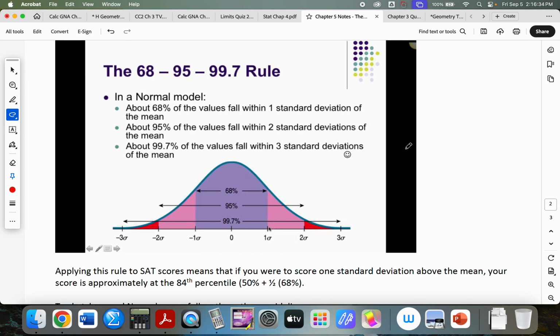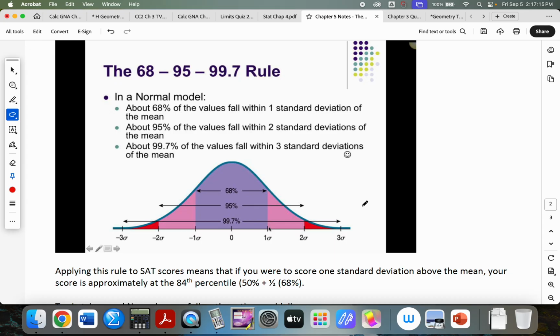So we have something called the rather cumbersome 68, 95, 99.7% rule. In a normal model, about 68% of the values fall within one standard deviation of the mean. About 95% of the values fall within two standard deviations of the mean, and about 99.7% of the values fall within three standard deviations of the mean. What does that mean? It means there's almost nothing beyond three standard deviations.